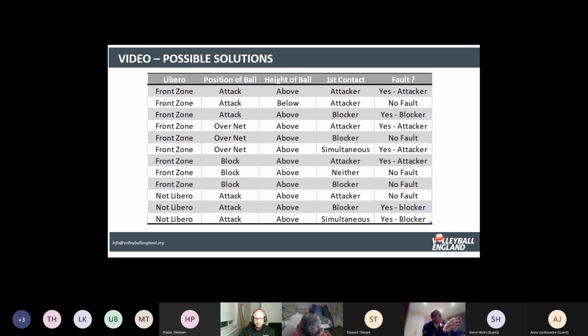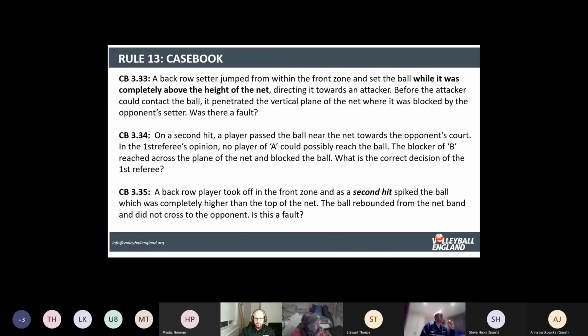opportunities you've got. And the point I'm trying to make with the possible solutions from this video, and this video is in the casebook, by the way, it's 9.6 in the casebook, is that there are lots of permutations that could happen in just one simple play between three players and a ball, and where they are on the court regarding the attack hit fault. Okay, so on to the casebook examples.